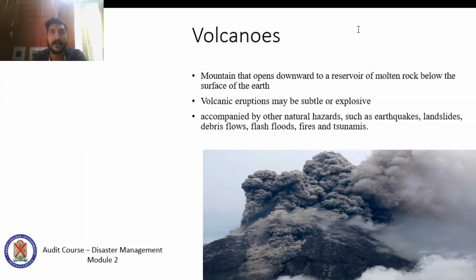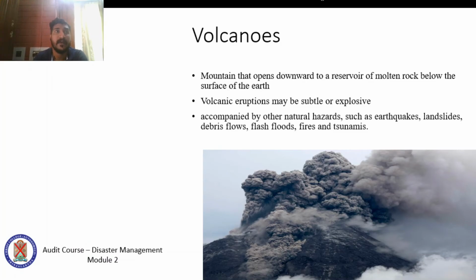Many volcanic eruptions are also accompanied by other natural hazards such as earthquakes, landslides, debris flows, flash floods, fires, and if it occurs under the water, it can even trigger a tsunami. These volcanoes are typically located along the borders of the tectonic plates, which sit on the lithosphere. When changes in pressure and density occur in the magma chamber beneath the volcano, it can force lower density lava and rock to rise, sometimes explosively.